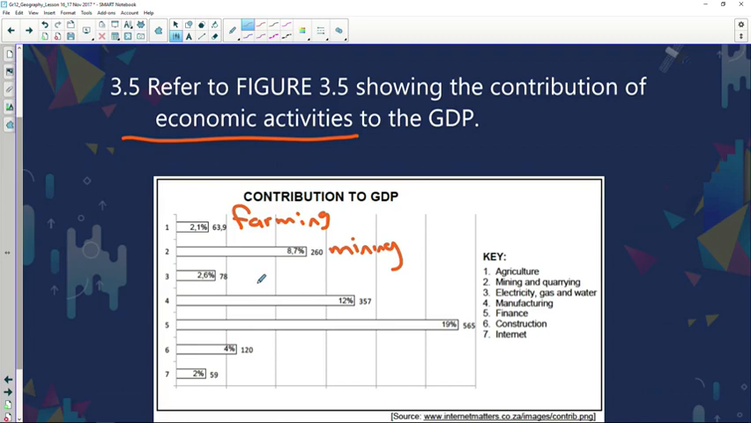Manufacturing is secondary activities, as you can see. I'm just going to write secondary activities over here. These two are primary activities. 5 is finance, definitely a tertiary activity. 6 is construction, and 7 is internet. So basically this bar graph shows us the percentage that it adds to the GDP. And by the look of things, finance contributes most to the GDP.